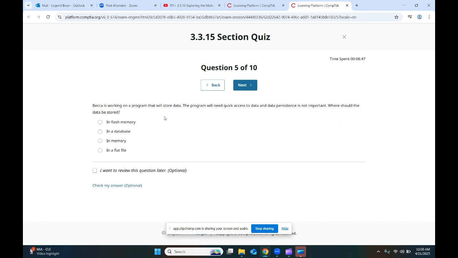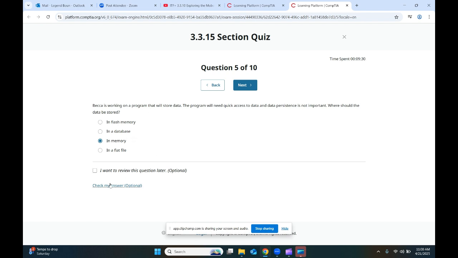So it's saying that the program will store data, I guess, when Becca opens the program, and she needs it quick, like quick on the fly. And the persistence, so the long term storage, is not important. So what we need is probably in memory. Flash memory is a little bit different. Flashing is like read only memory kind of stuff. And then a database is a persistent data storage.